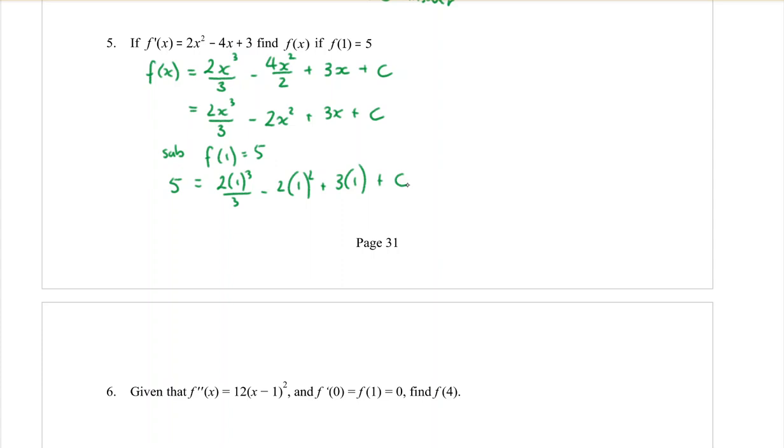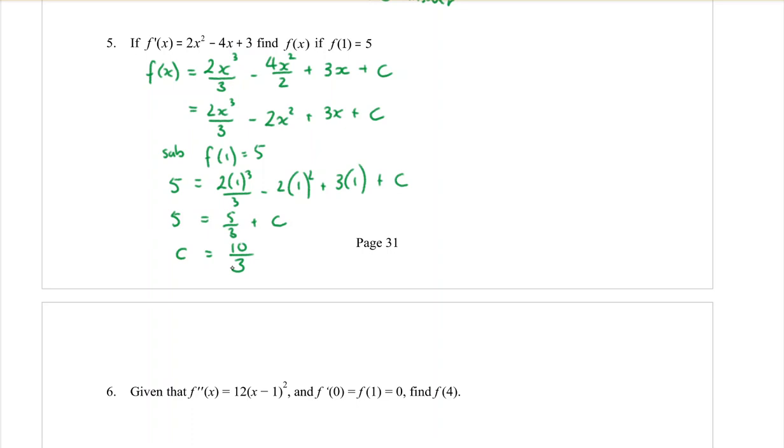Say it again. 5 over 3. So it's 5 equals 5 over 3 plus c. And so yes, oh, you're doing the final answer. Okay. The c, when you subtract the 5 over 3 across the other side, you will get 10 over 3.